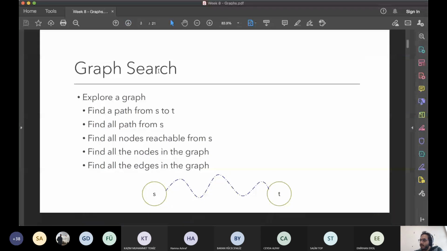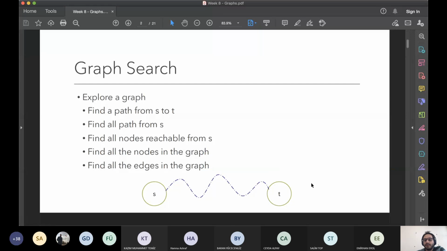So guys, we are interested in graph search. Not building graphs or the structure of a graph, but how we can do a graph search. We can call this exploring a graph. By exploring a graph we mean: find the path from node S to node P, find all paths from node S, find all nodes reachable from S, find all the nodes in the graph, find all the edges in the graph. These are the questions that we are interested in.